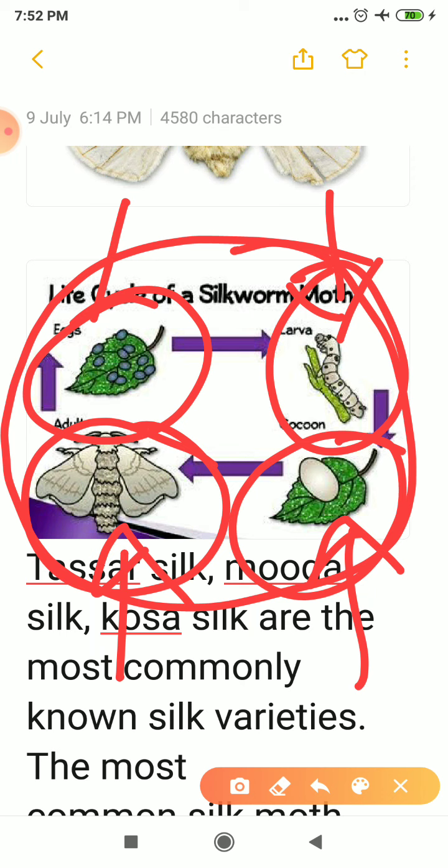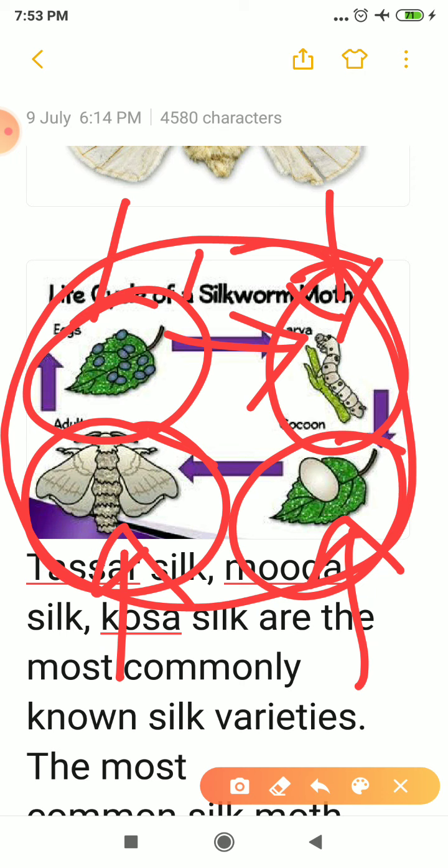In sericulture, silk moths are reared. When they lay eggs on mulberry leaves, the temperature is provided, and at that temperature the eggs hatch. After hatching, the larva comes out. This larva is fed with mulberry leaves. This stage lasts for 27 to 28 days.